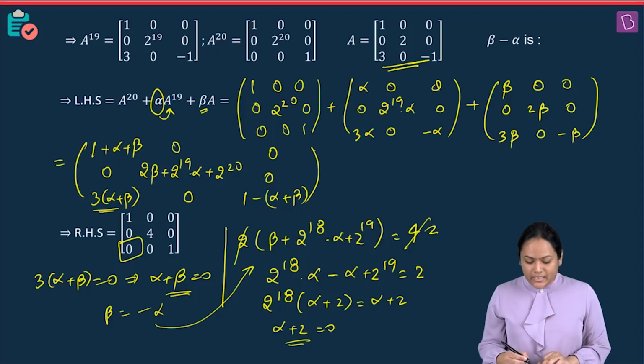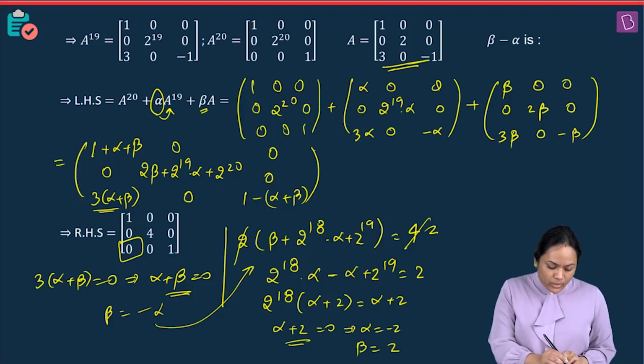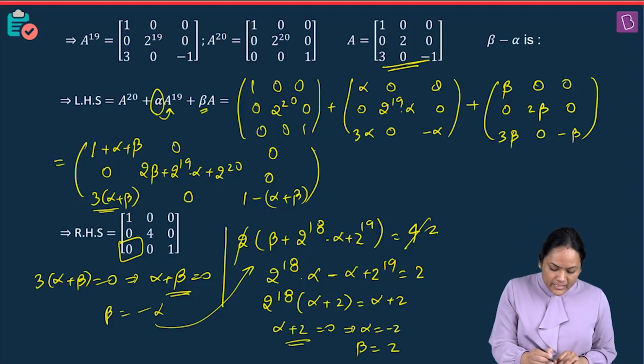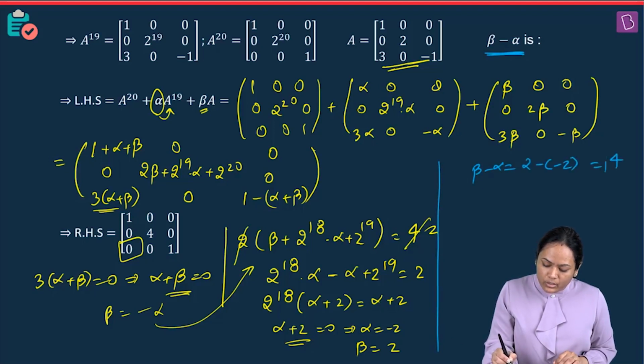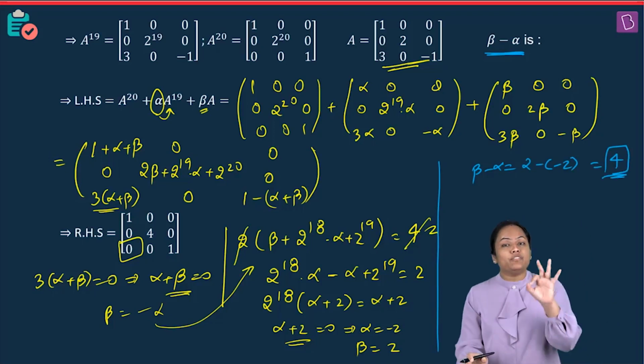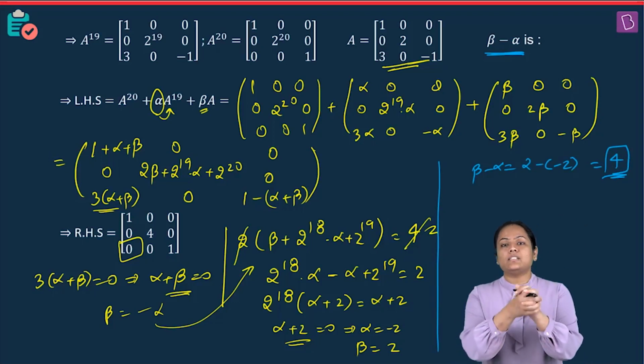So if this is the case, that means my alpha value is minus 2, beta value will come out as 2. And what have they asked us finally? They have asked us the value of beta minus alpha. So I can clearly say that my beta minus alpha will become 2 minus minus 2, that is 4. This is going to be the final answer for this question. Clear? So this is the solution.